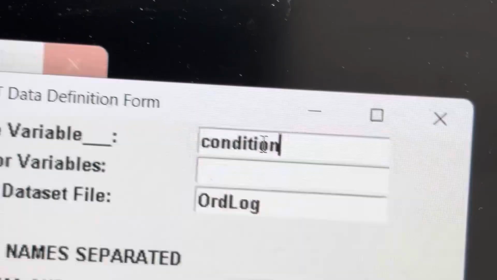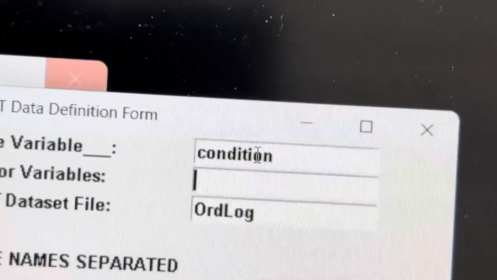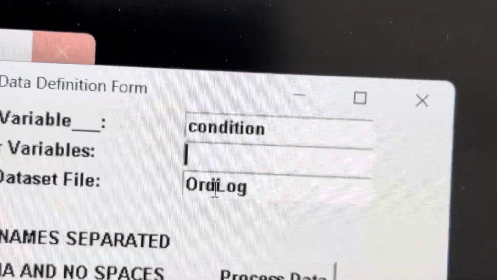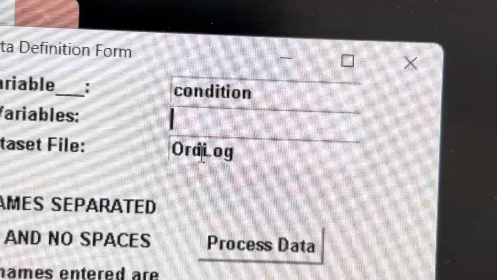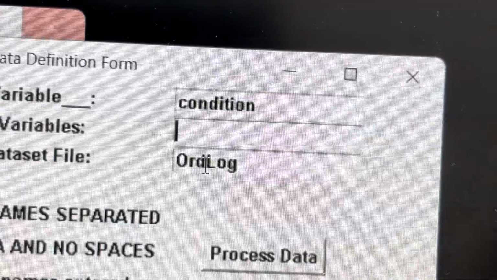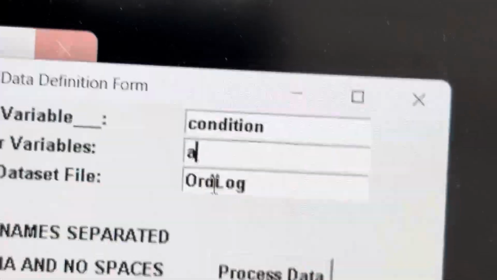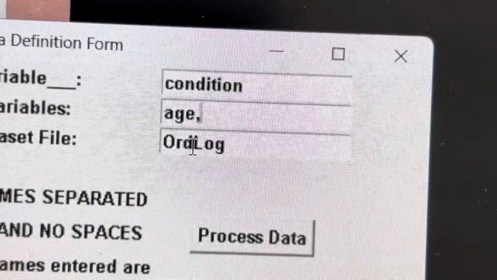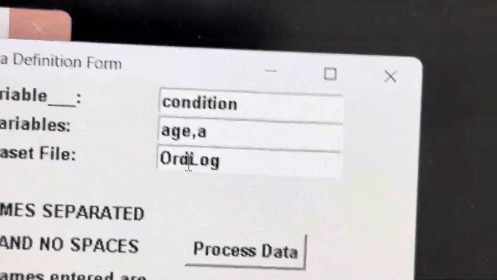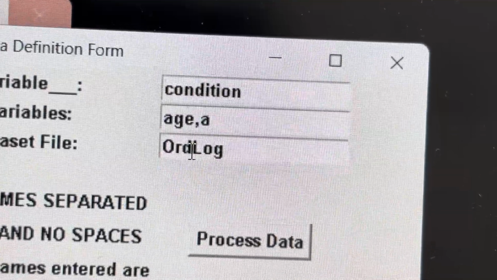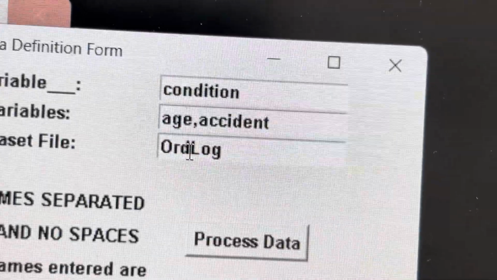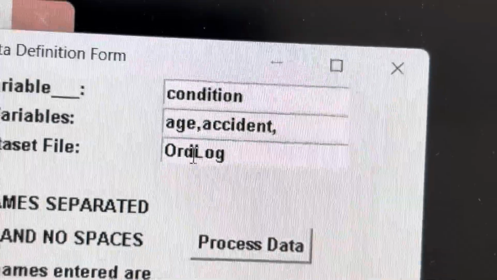Now let's code condition. And after condition, we now enter all the other predictor variables. Age is there, just like it is in the logistic one. Now, after age, you have accident. It is not really compulsory that you must arrange them the way they appear.